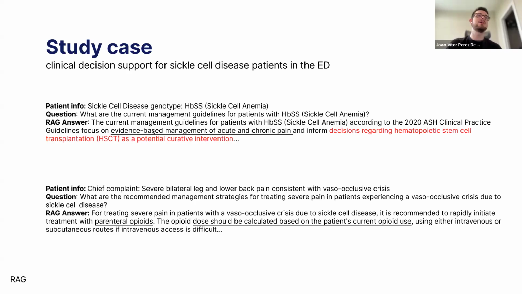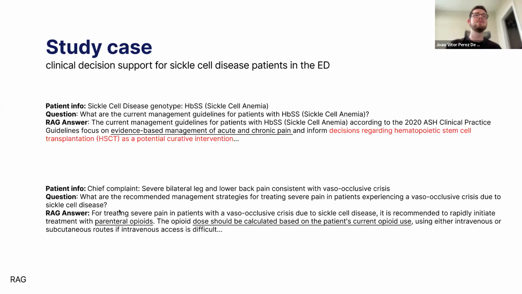The answer that we got is that the current management guidelines for sickle cell anemia, according to the clinical practice guidelines, focus on evidence-based management of acute and chronic pain. That is pretty accurate, but maybe not really what we wanted, especially because then there is an answer on hematopoietic stem cell transplantation, which is not what we wanted. We wanted to talk about pain and how to manage patient pain specifically.